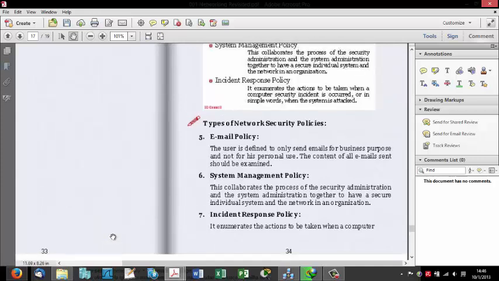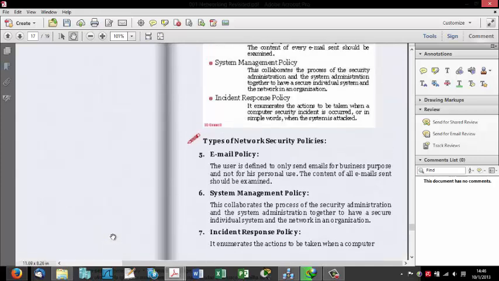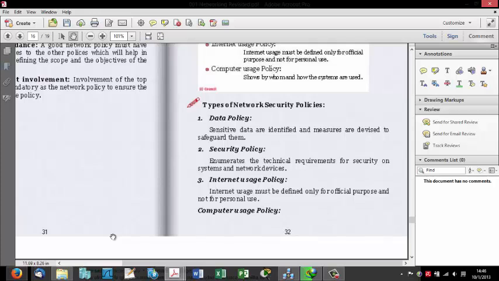The second one is data policy. What is the data policy we have? Sensitive data are identified and measures are devised to safeguard them. What are the measures which you come up with in terms of data?